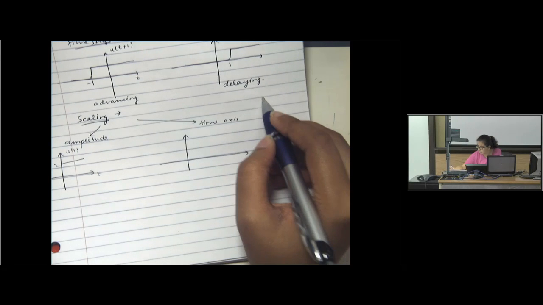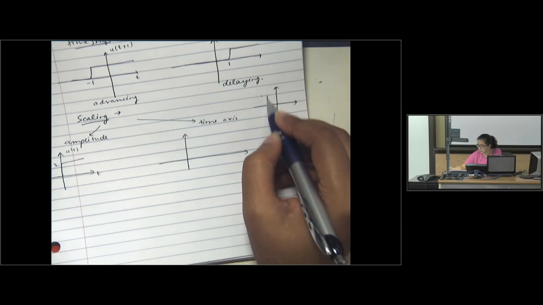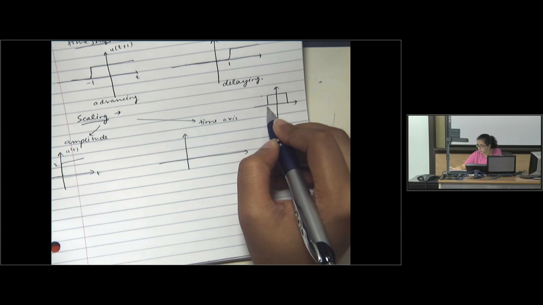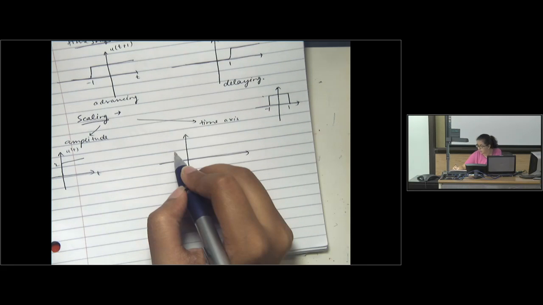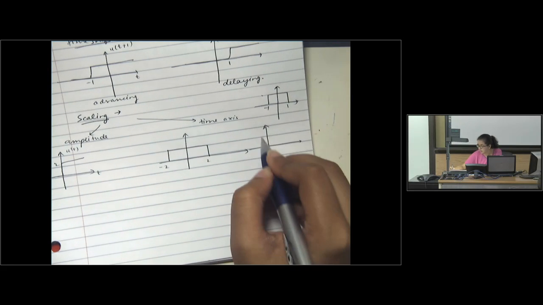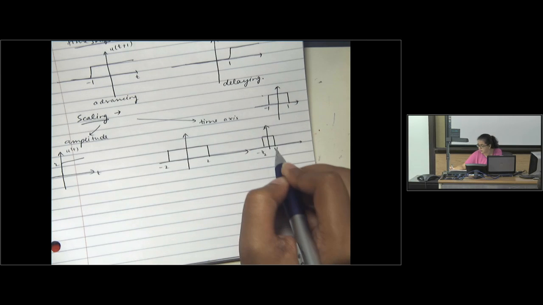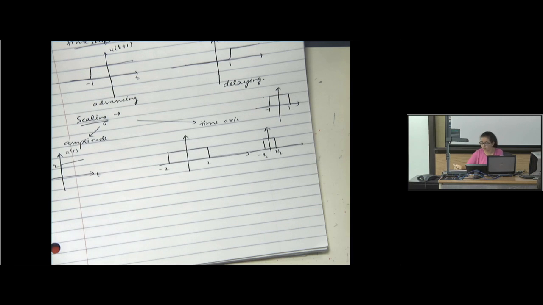So your normal rectangular pulse, say for duration -1 to 1. Okay, so if you're doing time scaling, it will either double, so it will go from -2 to 2, or you can reduce the time scale as well, and it will go from -half to half. Okay, that's what time scale is.